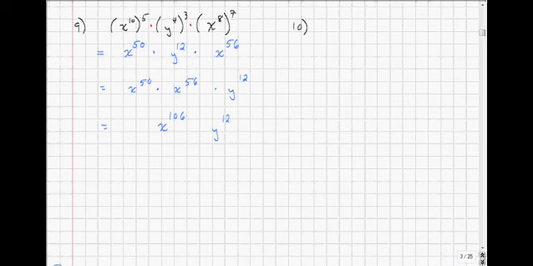And we might have similar problems where we have not only x's and y's or whatever variables being multiplied to powers, but we also maybe have powers of numbers in our problem.